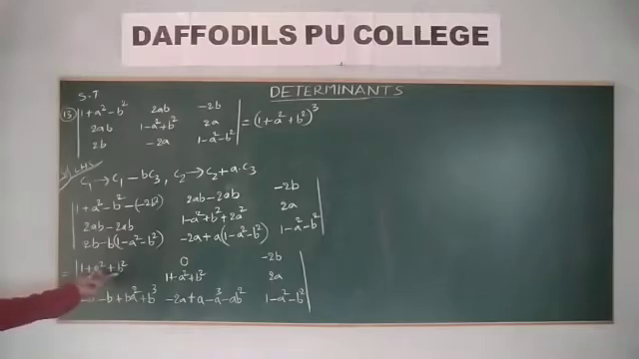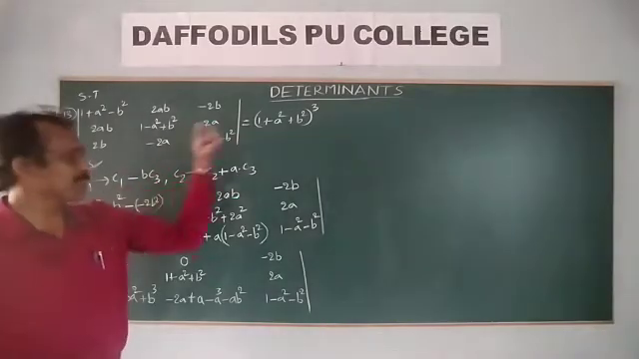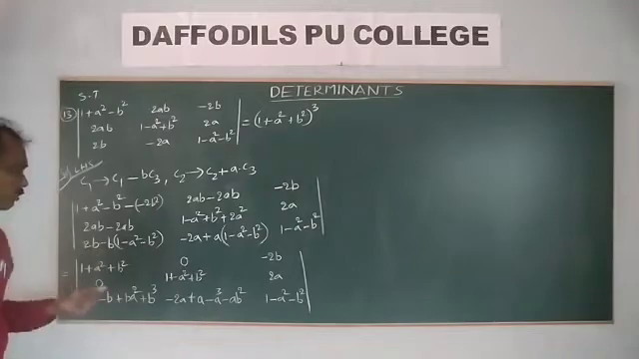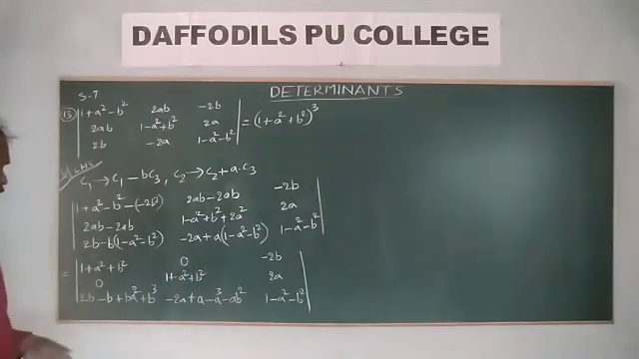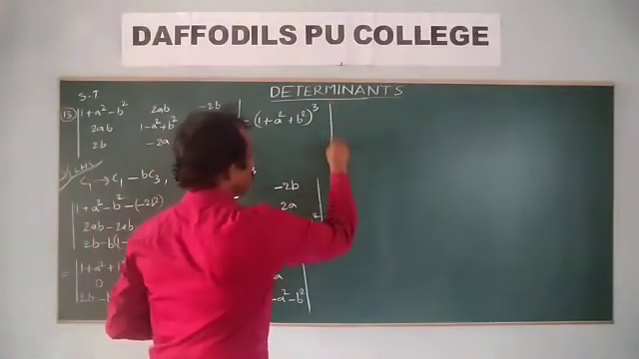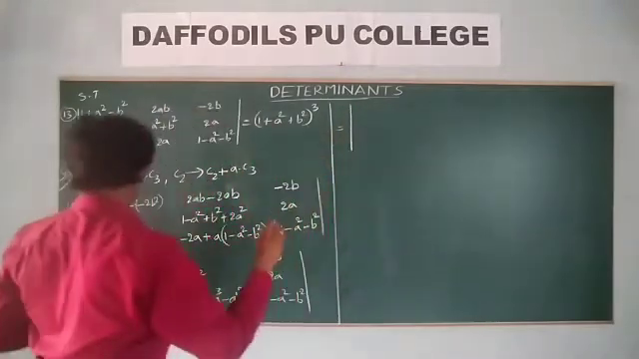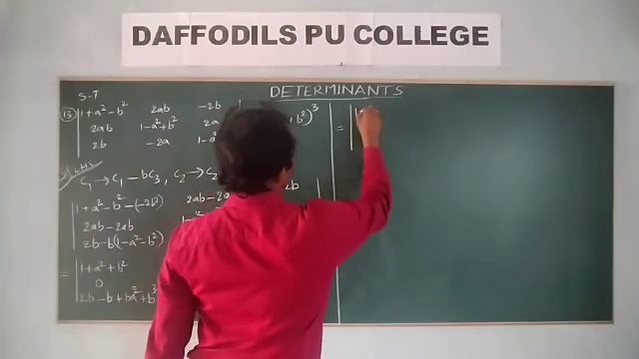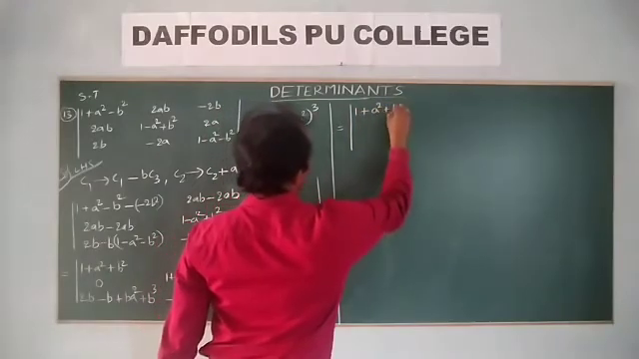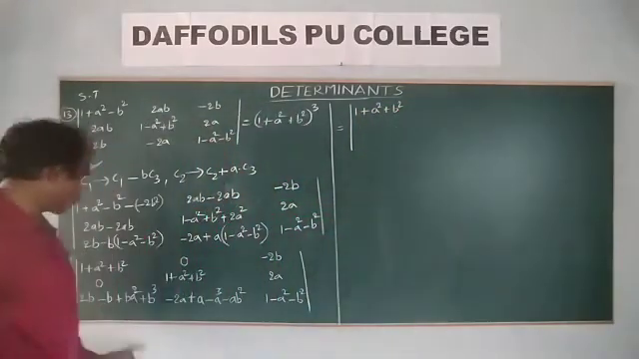Okay, 1 plus A square plus B square is there. Here 1 plus A square plus B square is there, but it is not possible to take common, still it is there. Now consider the first column elements: 1 plus A square plus B square, 1 plus A square plus B square.